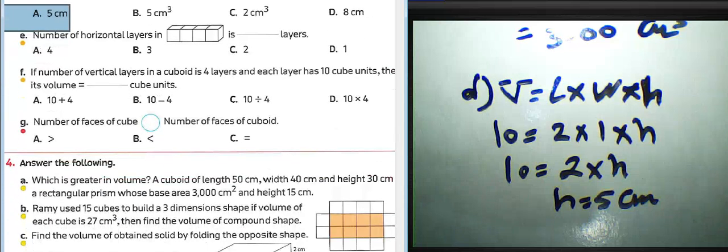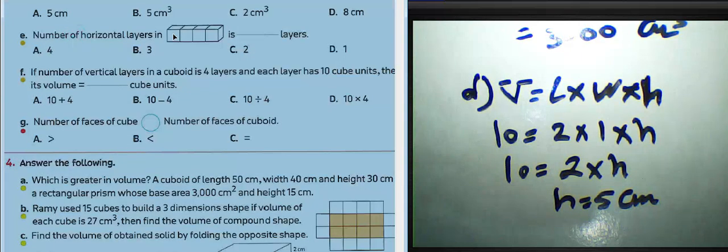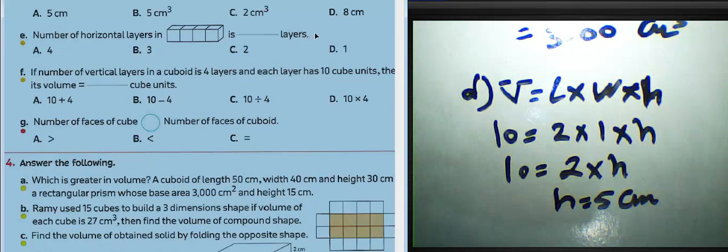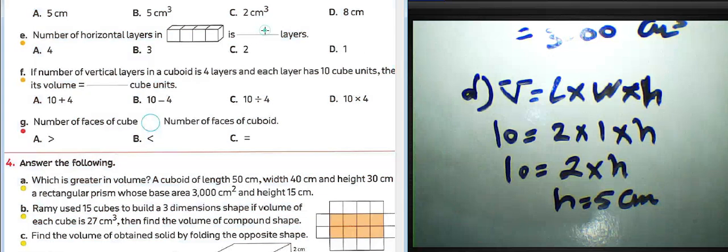Now letter E. Number of horizontal layers here is 1. Okay, we must choose letter D about question E. The number of horizontal layers in this cuboid is 1.